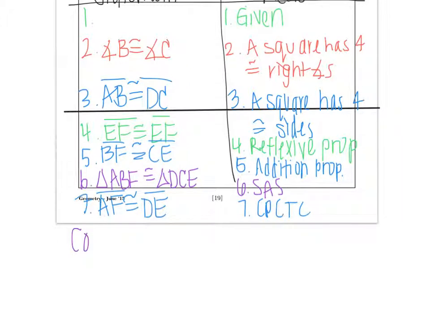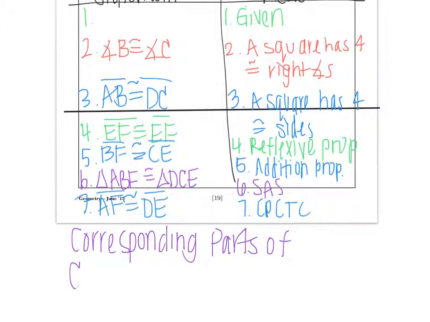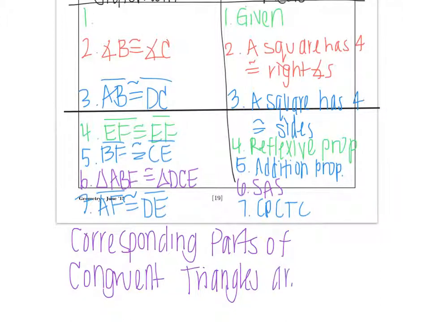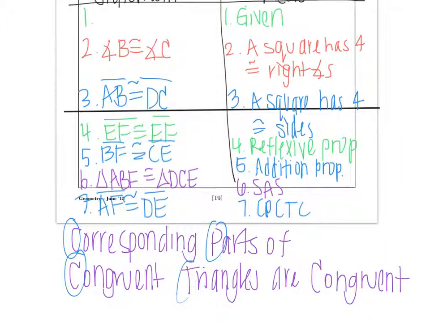CPCTC stands for corresponding parts of congruent triangles are congruent. C, P, C, T, C. A way that you could remember this is 3 C's separated by a PT, part-time. I have no idea where the part-time comes into play here at all, except for the fact that it uses the letters P and T. So now our proof is complete.